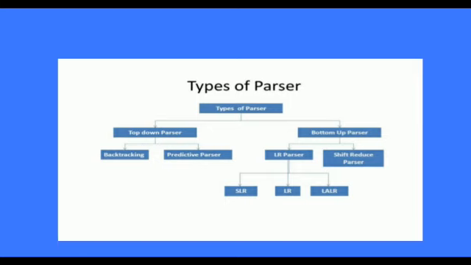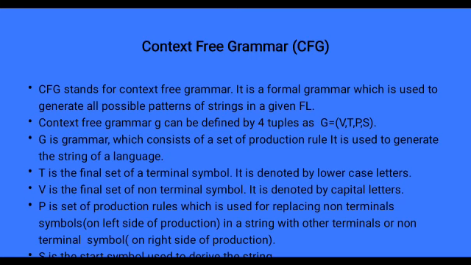I am now just giving the different types of parsers, and coming to the next one, that is CFG. CFG stands for context free grammar. It is a formal grammar which is used to generate all possible patterns of strings in a given FL. Here FL is formal language. Context free grammar G can be defined by 4 tuples, that is G equal to V, T, P, S.